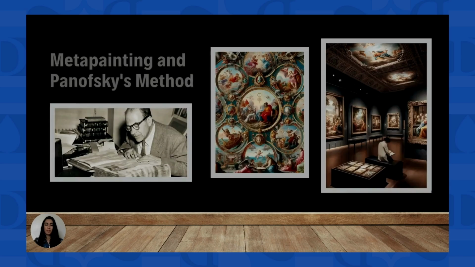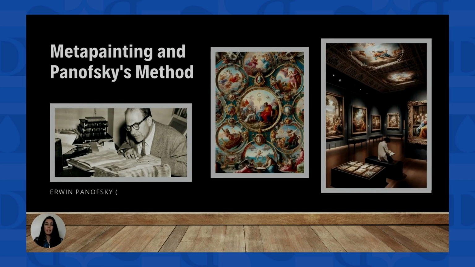To analyze metapaintings, Panofsky's iconographic and iconological method was employed, which involves three levels of interpretation. The first level identifies the primary subject matter. The second interprets the cultural and symbolic meaning. The third level delves into the underlying principles and ideas that inform the artwork. This method helps uncover the deeper meaning and cultural significance embedded in Baroque metapainting.